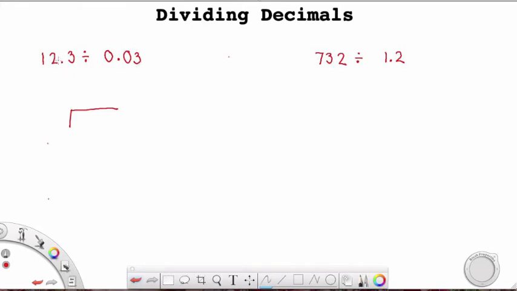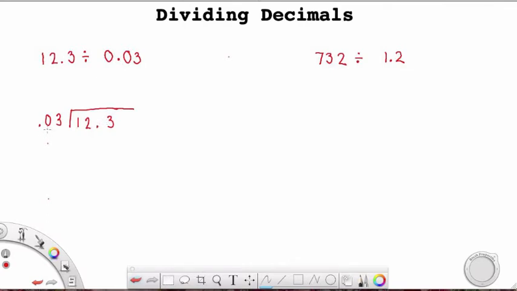We need to take our dividend here, which is 12.3, and that goes on the inside of our division bar, and then 3/100, 0.03, goes out here. So our divisor is here, our dividend's on the inside. Nothing has changed there. But the problem we have here is, what we really have is a division problem divided by a division problem.